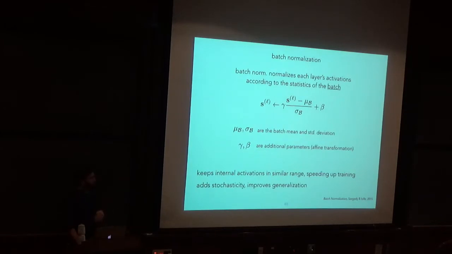And by normalizing according to the batch, which is randomly selected, there's a small amount of stochasticity, or just randomness, that's injected into the training process, which hopefully will improve generalization. You don't want to get too used to whatever batch you're with, because it's always going to be random.